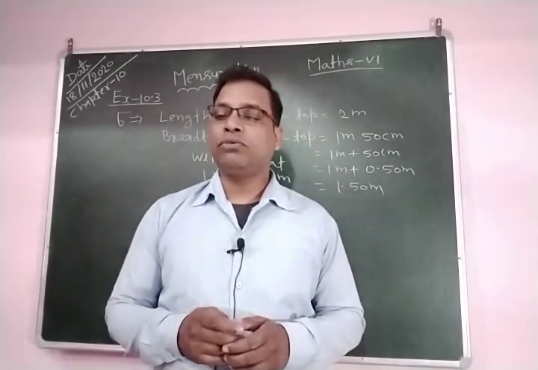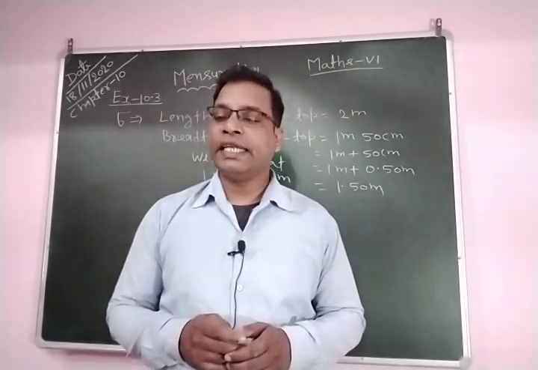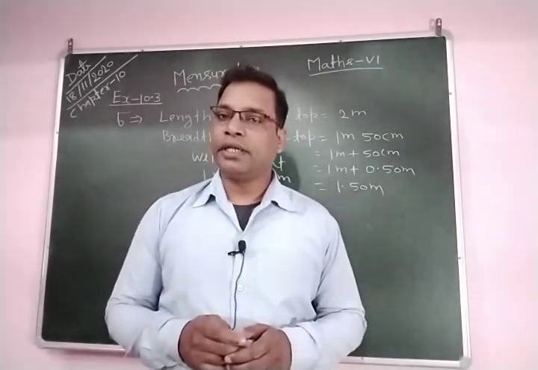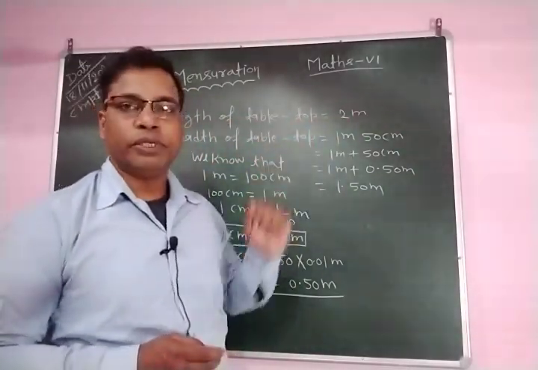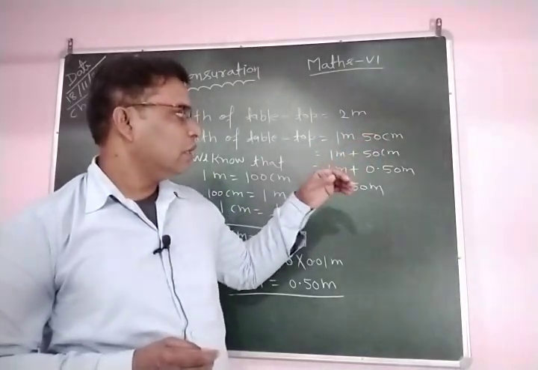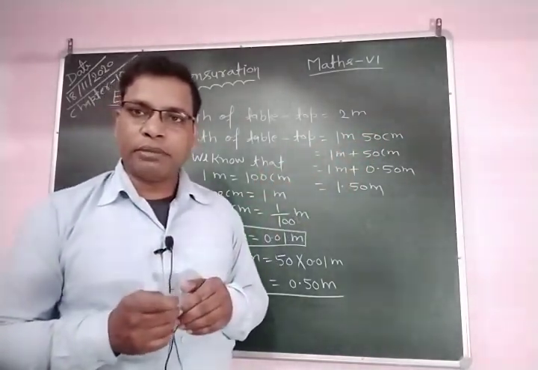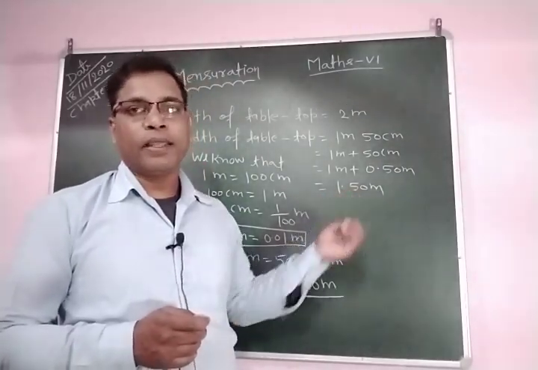A tabletop measures 2 meter by 1 meter 50 centimeter. What is its area in square meter? Okay, so here you can see the length of the tabletop is 2 meters and the breadth of the tabletop is 1 meter 50 centimeter. When we convert 1 meter 50 centimeter in meter, then we obtain 1.50 meters.